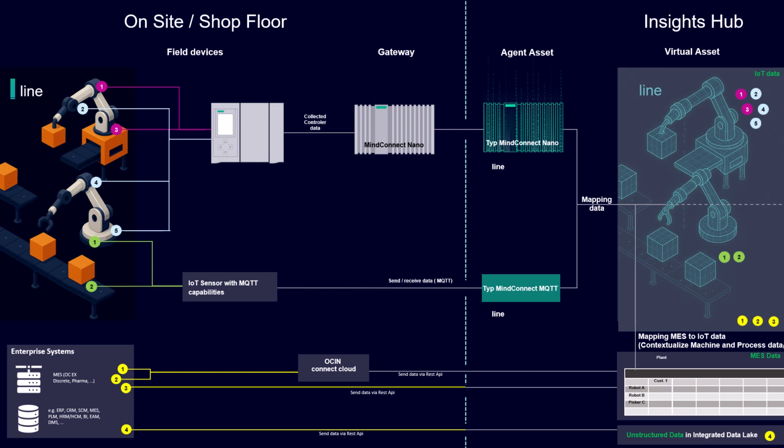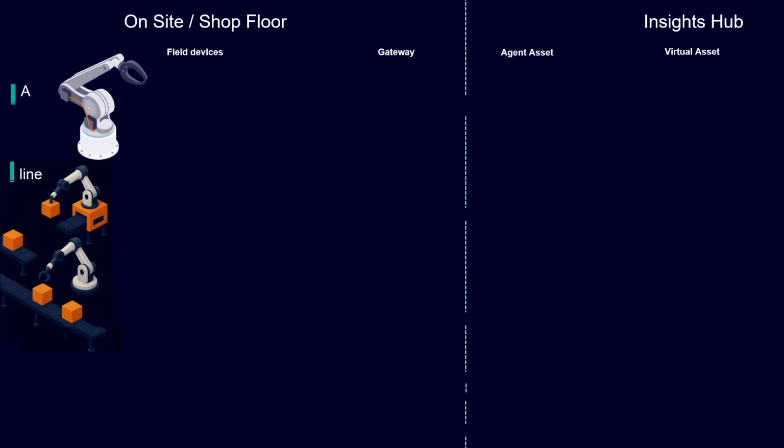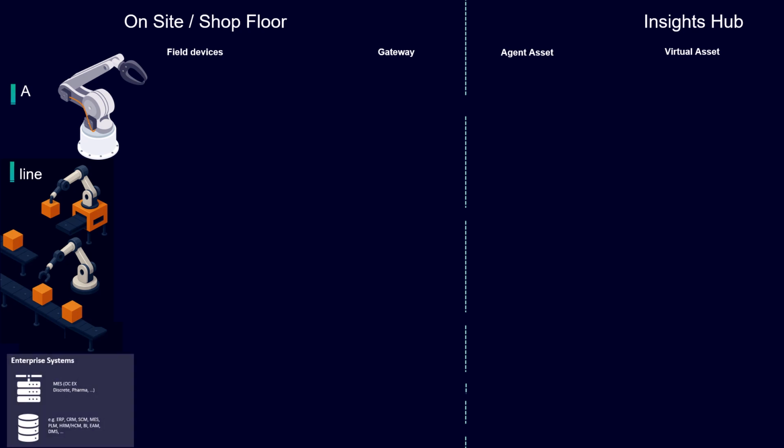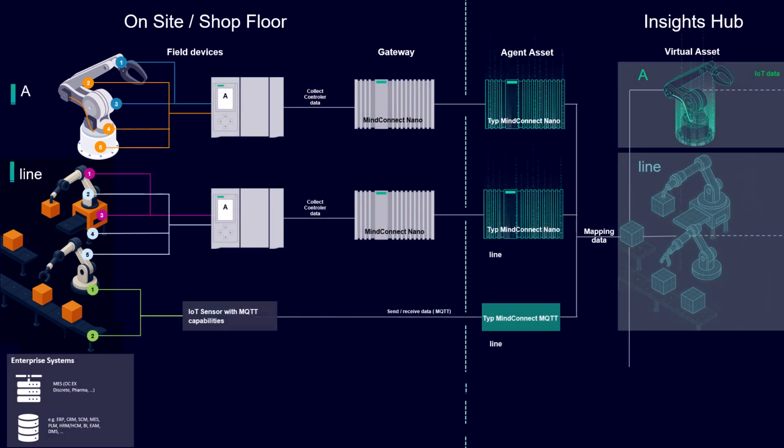Our third example now combines the concepts from both previous examples and also introduces the capability to map data points to multiple virtual assets in parallel. On-site, we would now have a single robot, a production line, and enterprise systems, and, like before, various ways to collect and ingest data into Insights Hub.